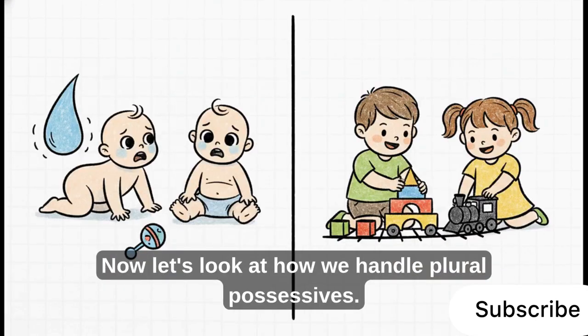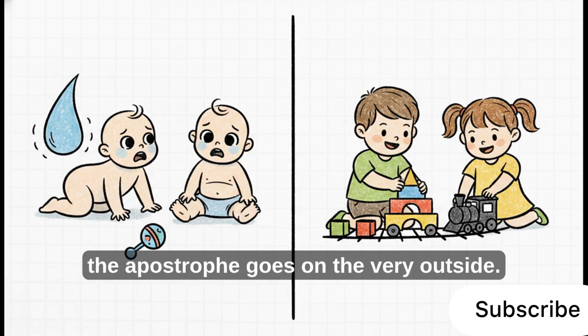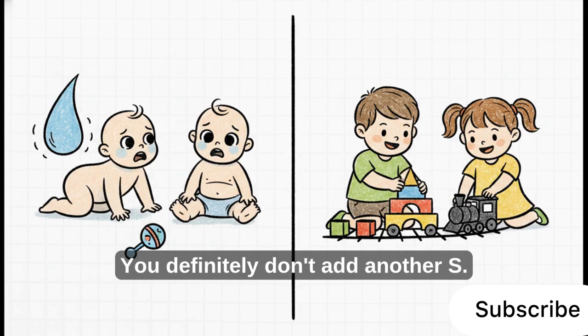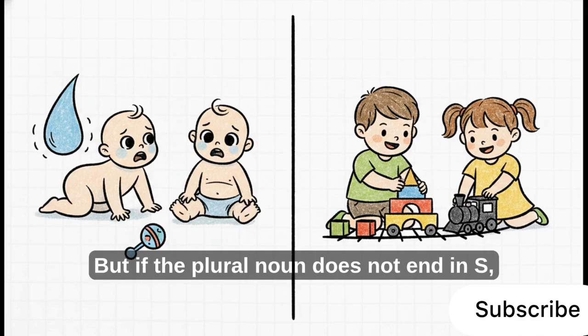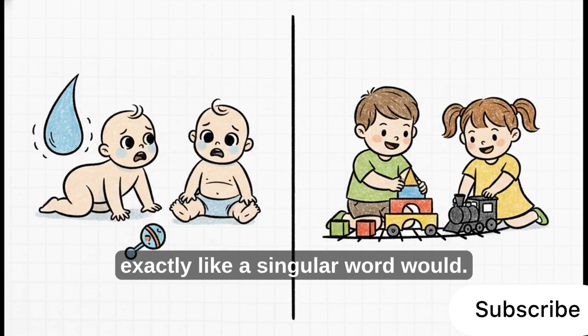Now let's look at how we handle plural possessives. If the plural noun already ends in S, like babies, the apostrophe goes on the very outside. You definitely don't add another S. But if the plural noun does not end in S, like children or men, it gets an apostrophe followed by an S, exactly like a singular word would.